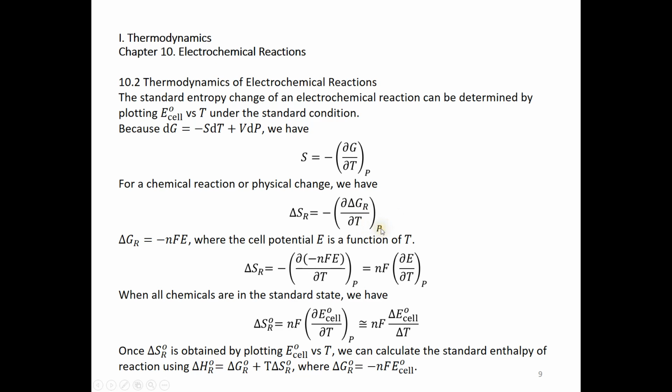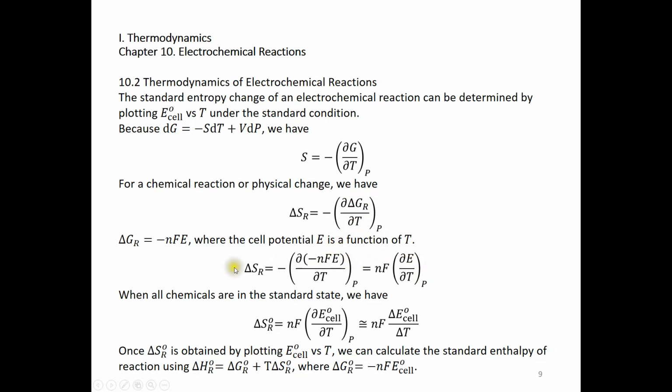And it's fairly easy to hold the pressure constant. Just do the chemical reaction under atmospheric pressure. Now, the Gibbs energy of reaction is negative nFE. Alright? So we replace delta G of reaction with negative nFE, and we have this equation. The entropy change of a reaction is nF times delta E over delta T under constant pressure condition. And E is the cell potential. So we simply used the Nernst equation from here to here.